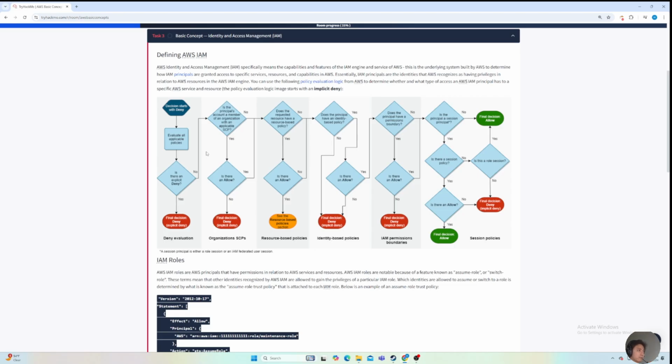You can use the following policy evaluation logic from AWS to determine whether or what type of access an AWS IAM principal has to a specific AWS service and resource. The policy evaluation logic image starts with an implicit deny.